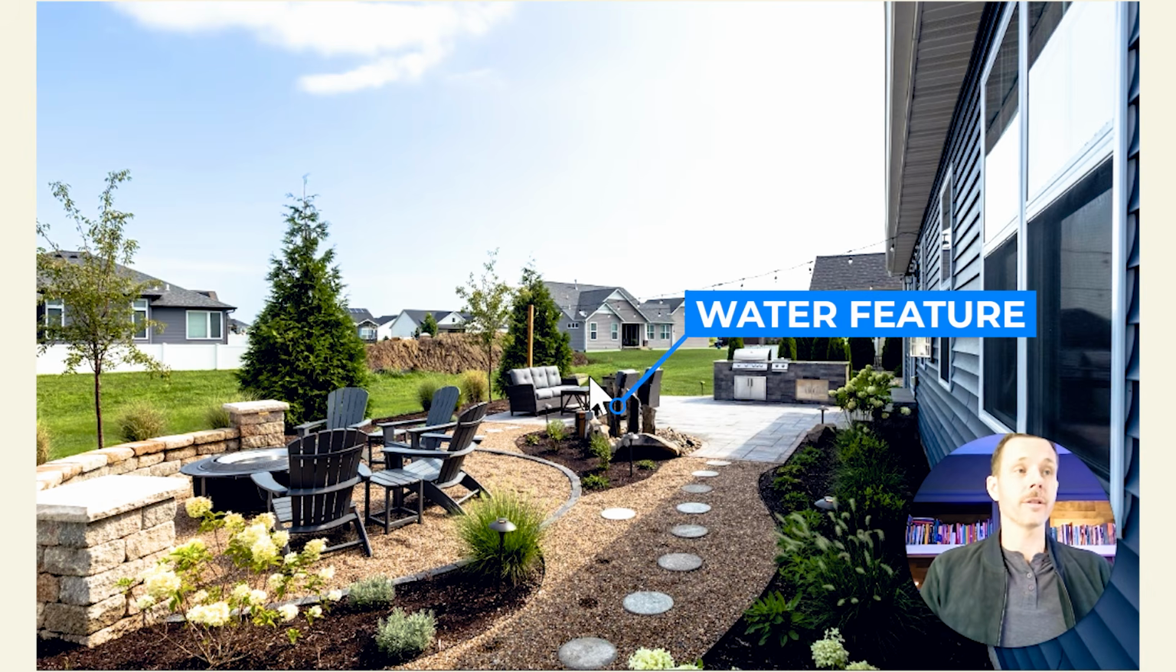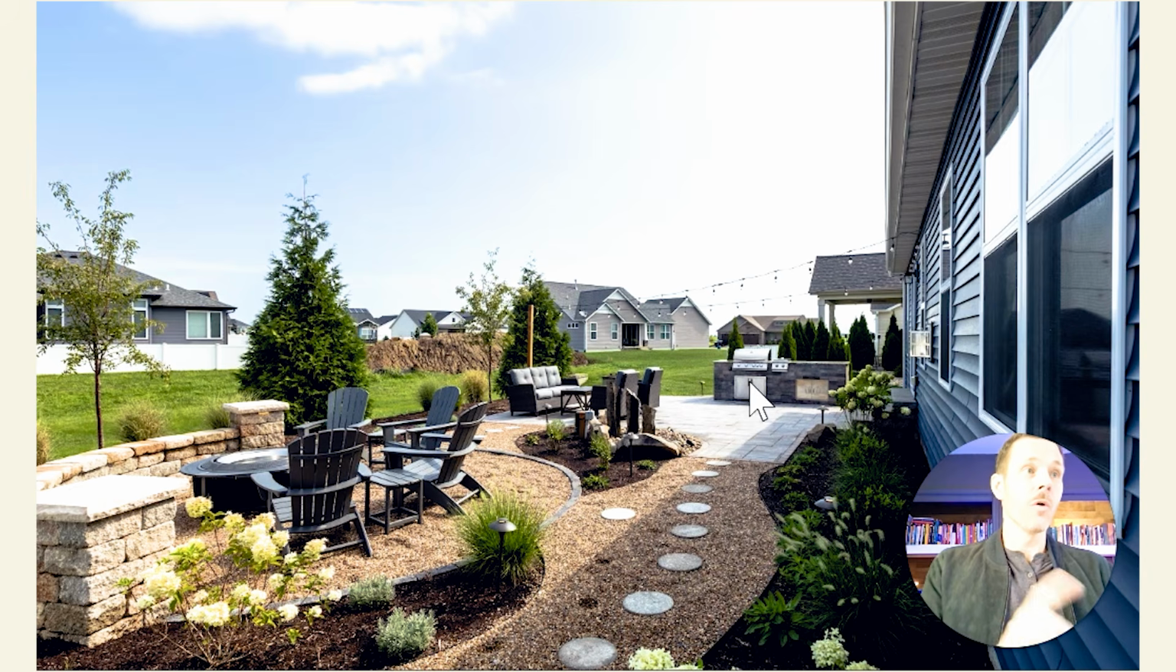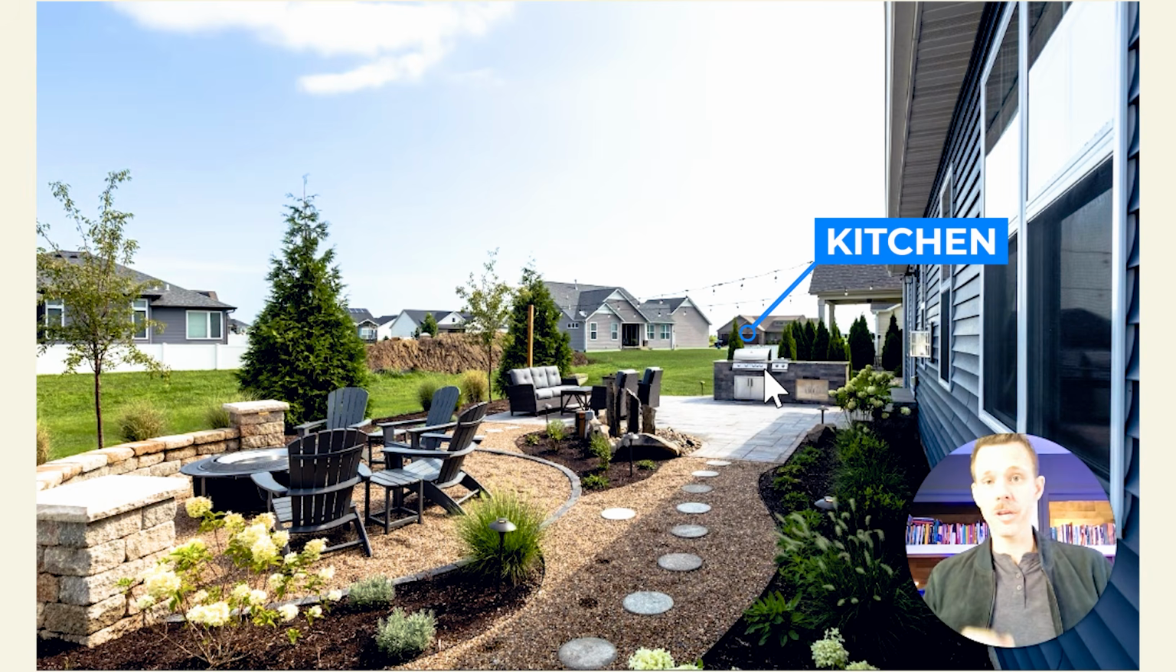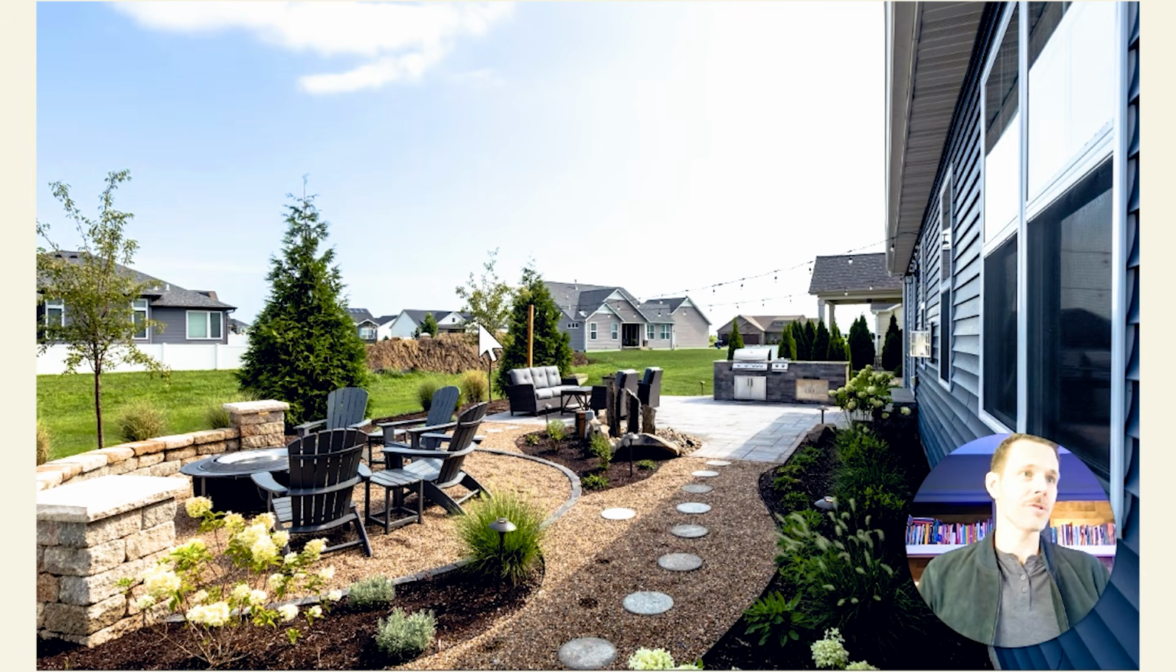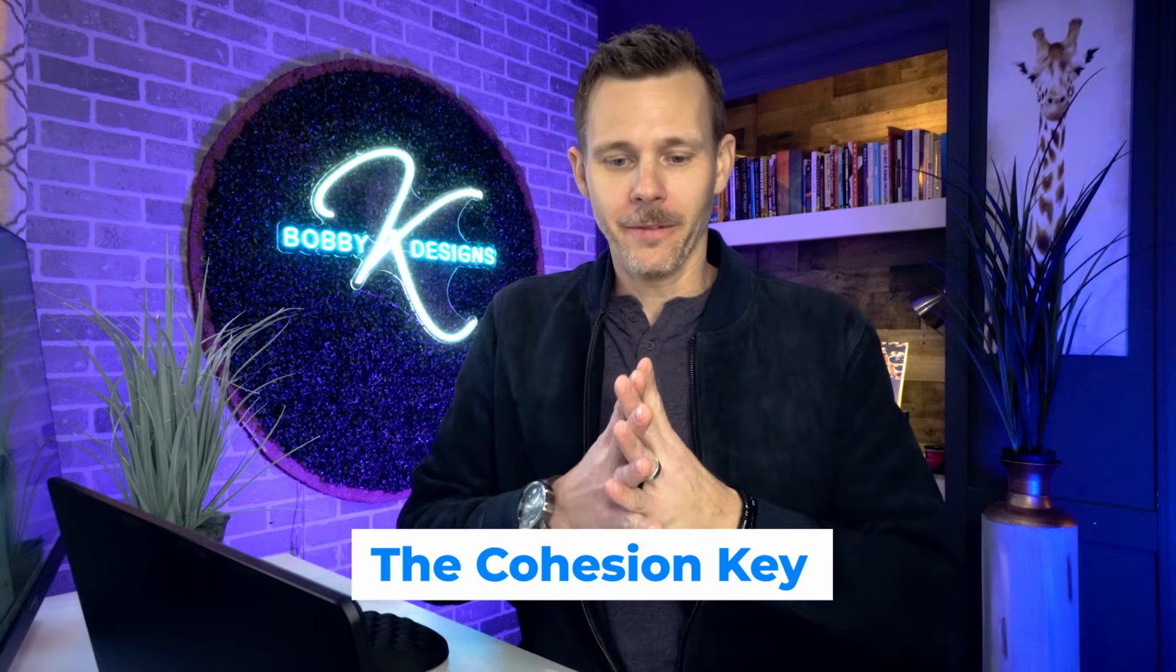If you were sitting over here at the lounge, this water feature is the focal point, or this kitchen. I know we said one, but I mean one per zone. So one for this zone, one for this zone. All right, so you know the nuances that make up the cohesion key. Let's break it down this way.